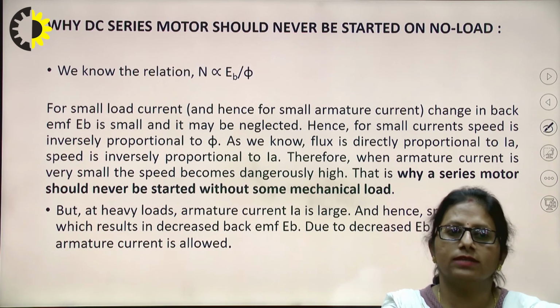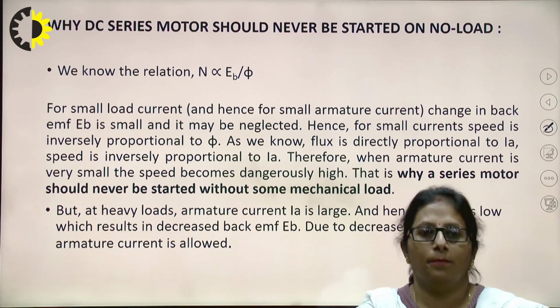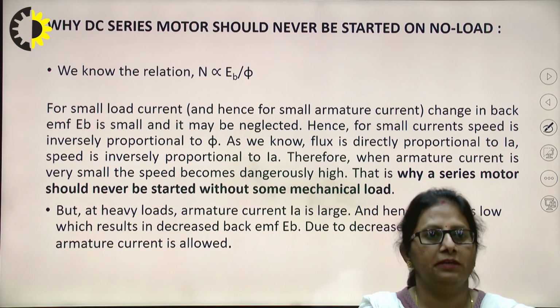But at heavy loads, the armature current Ia is large and hence the speed is low, which results in decreased back EMF. Due to decreased back EMF, more armature current is allowed.